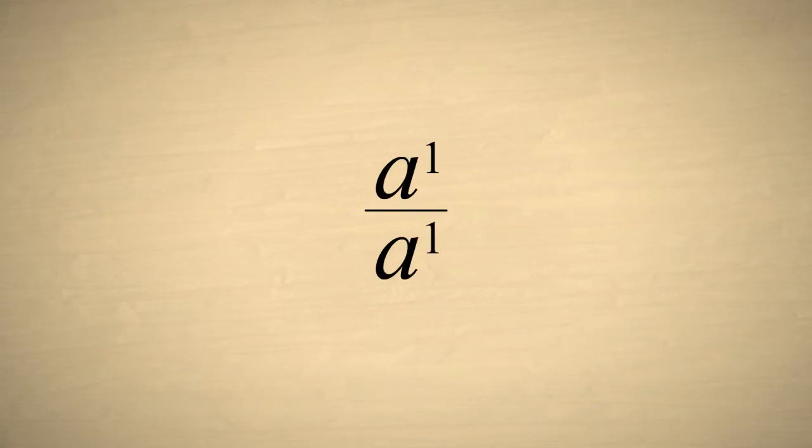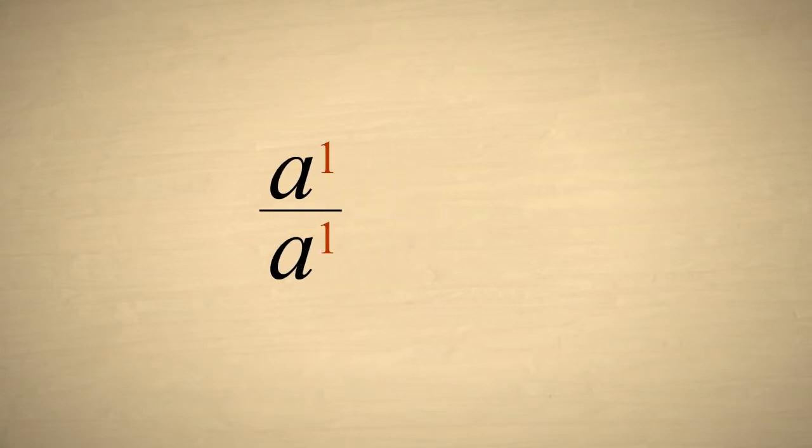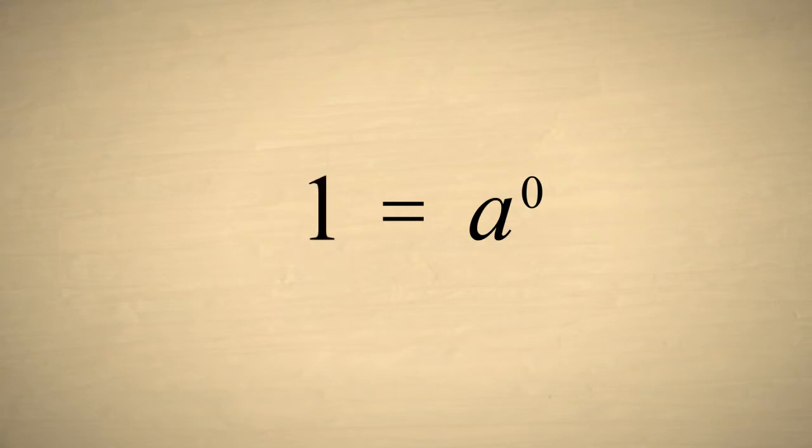To find out what an exponent of 0 would mean, let's divide a to the first power by itself. Subtracting the exponents, we get a with an exponent of 0. Of course, any fraction where the numerator and denominator are the same is equal to 1. So we see that any number with a 0 exponent is equal to 1.